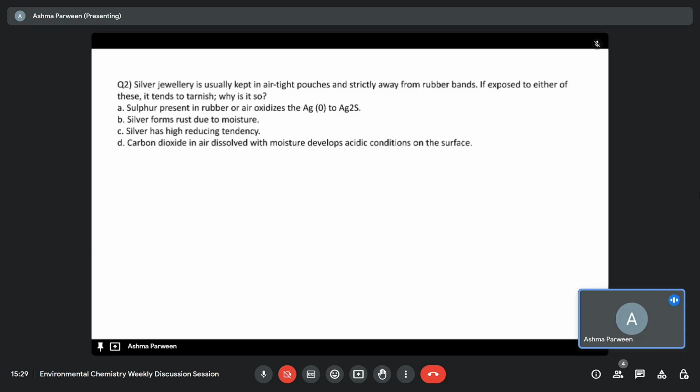So please try to solve this question. I'll give you 5 minutes. Just take your time and please participate in solving the questions. Please solve the question and write the correct option in the chat box.